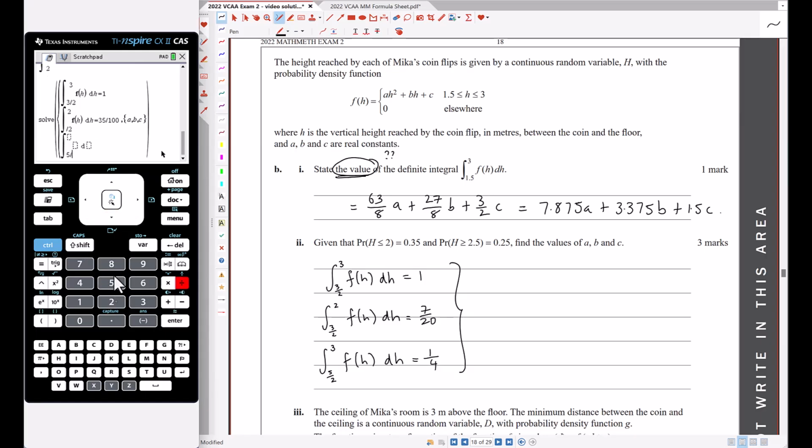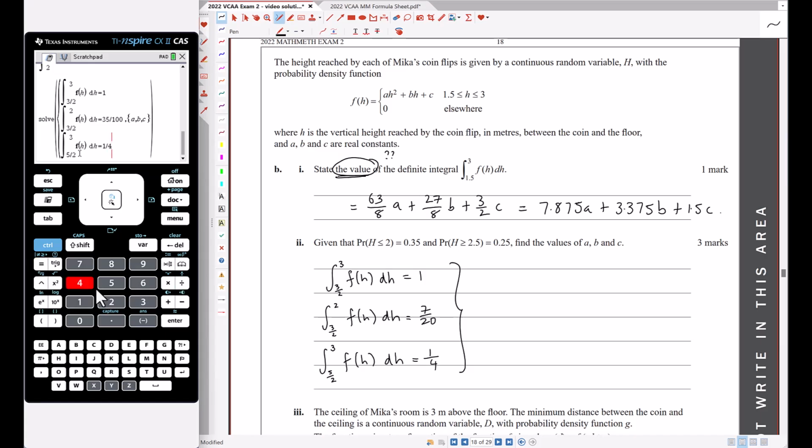And then 5 on 2 up to... Oh, sorry, I missed a 3 in there. Yep, so 5 on 2 up to 3. Sorry, I was just checking I had those earlier two entered correctly. So f of h equals dh, and that has to equal 0.25, which is definitely a quarter.